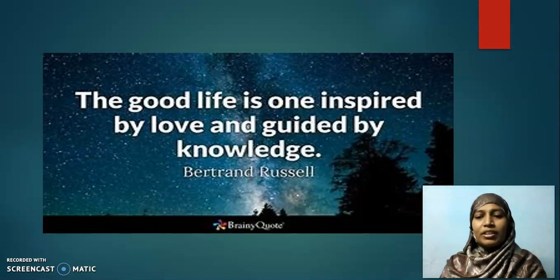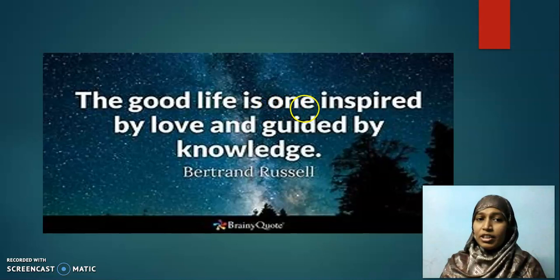Hope you all remember in previous session I mentioned about this. We should be capable of balancing both love and knowledge in our life. So it is the one inspired. It will be liked by all. You will be loved by all. Even our life will become good if we have this one inspired by love and guided by knowledge. Okay, children? Okay, let us get into today's session.